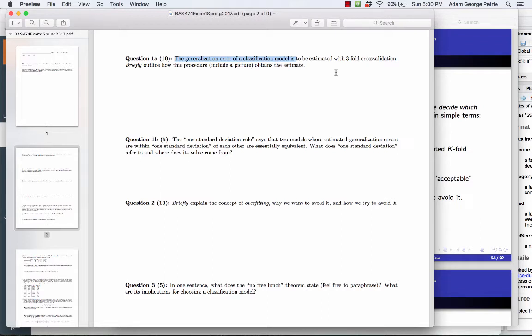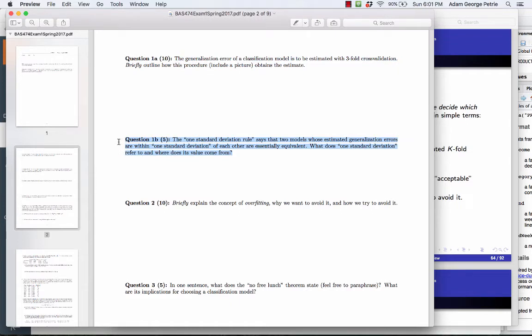So we talked a lot about k-fold cross-validation, repeated k-fold cross-validation. Know the ins and outs of how this works. I'm not going to ask this question exactly, but I'm going to ask something very similar. You're going to have to know exactly how k-fold cross-validation proceeds as an algorithm. The second question here, another classic question, the one standard deviation rule.